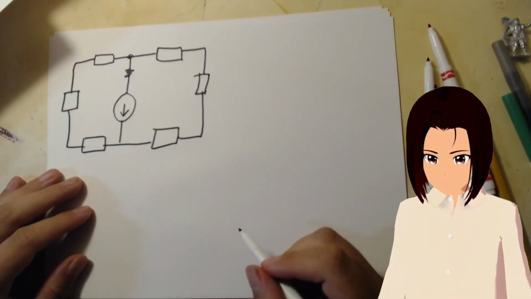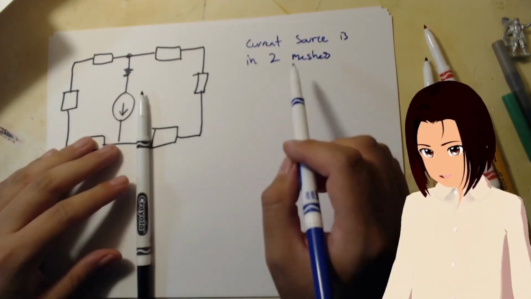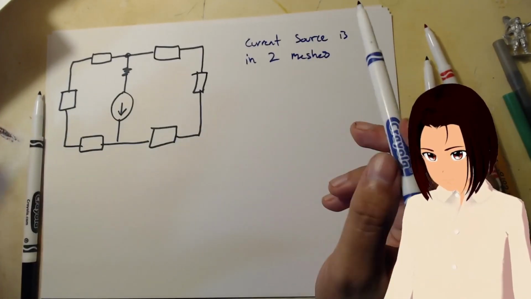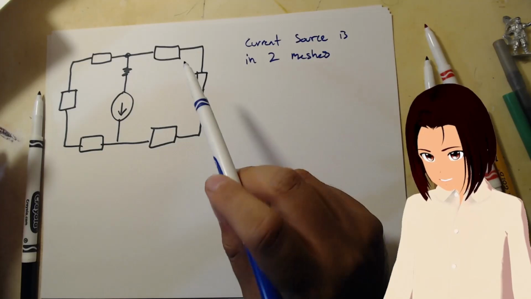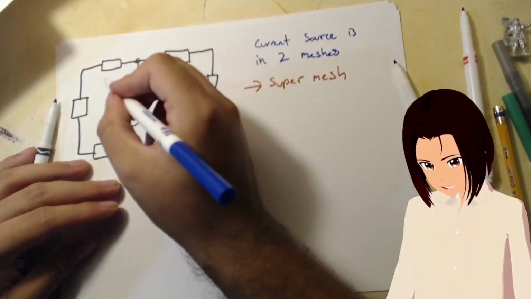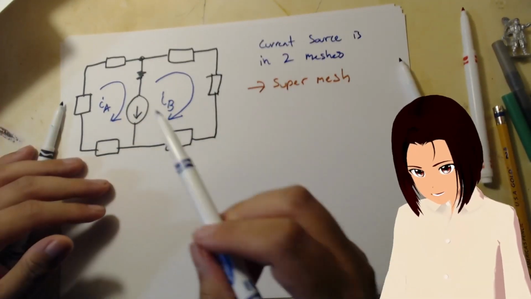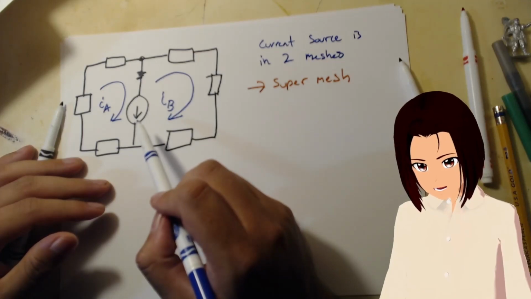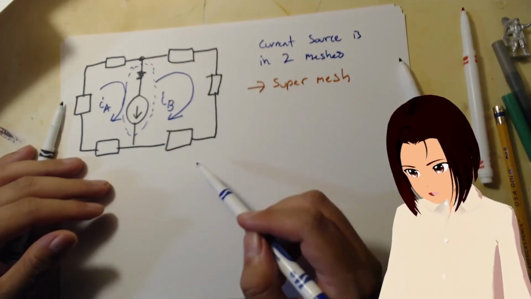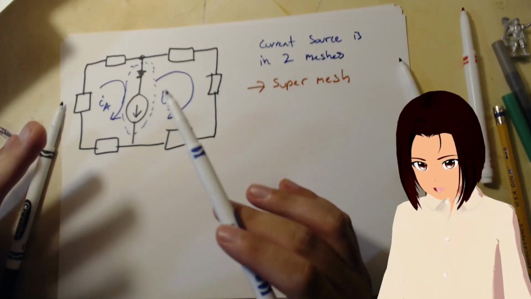Say that you have a current source that is in two meshes. What do we actually do? We do it as a super mesh. We have our mesh A and our mesh B. We take the current source and any element in series with it, and we highlight around it. We basically combine these two meshes into a super mesh.